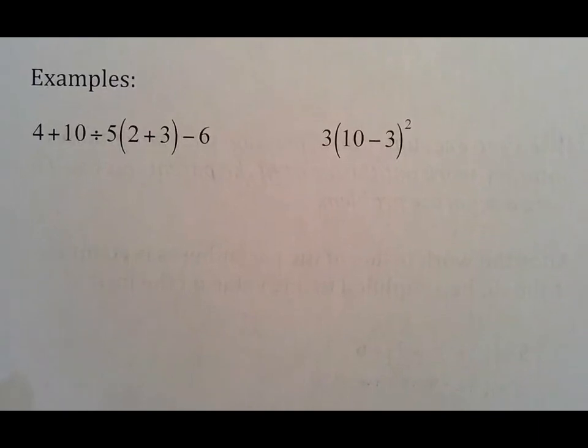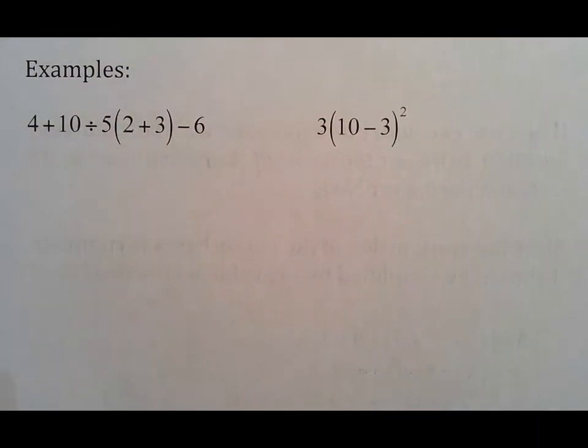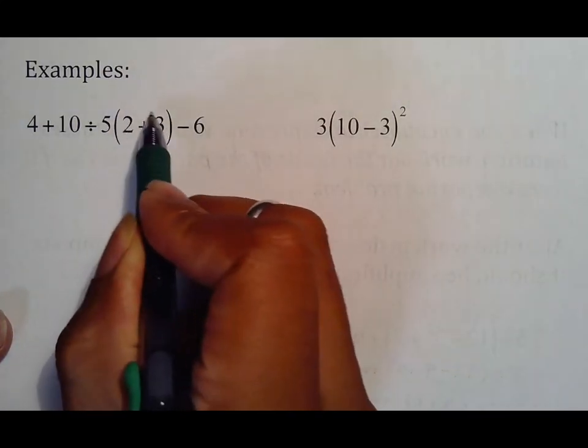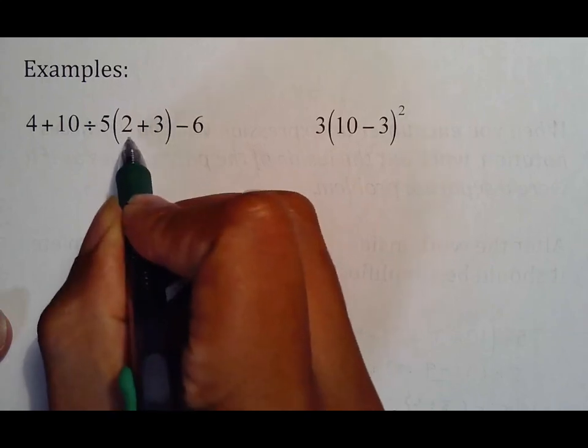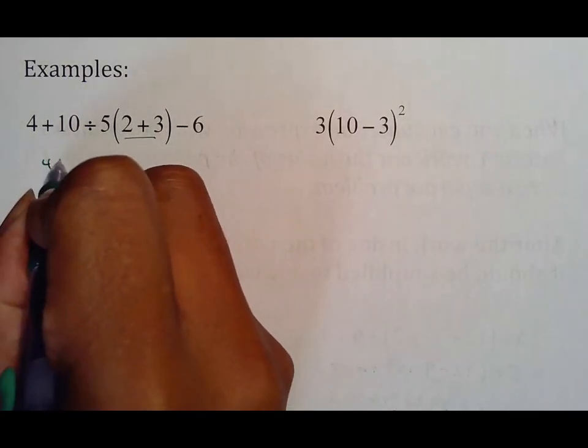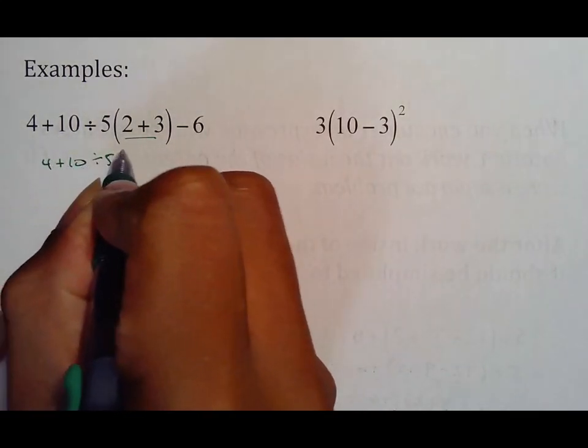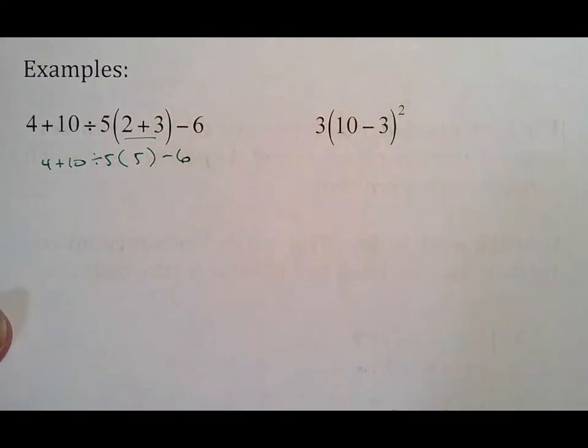So 4 examples, actually 5 examples it looks like, and then you get ready to get out of here, or we get to our work. First thing I notice is that my eyes are drawn here. Again, common sense says look here, which means I'm going to turn that into 5. So 4 plus 10 divided by 5, parentheses 5 minus 6.